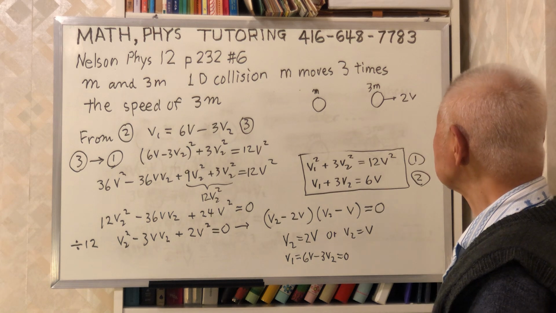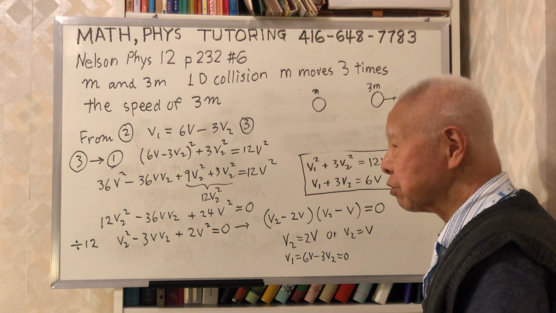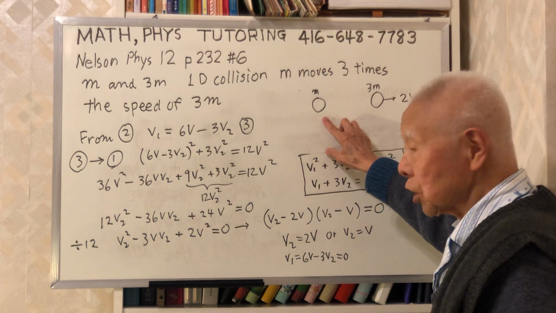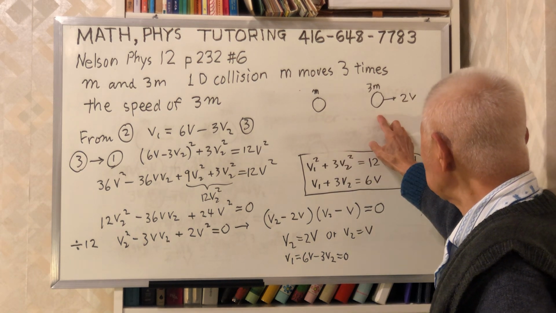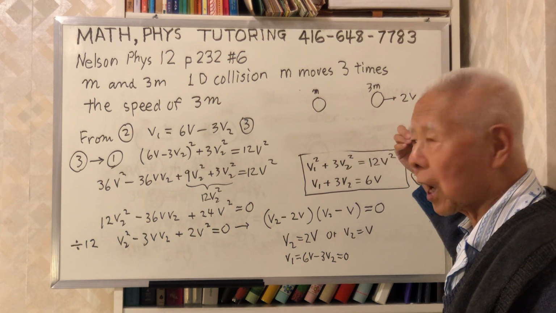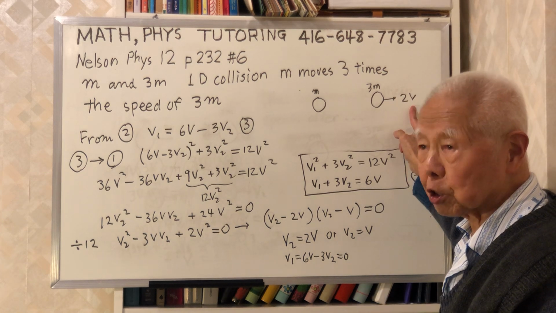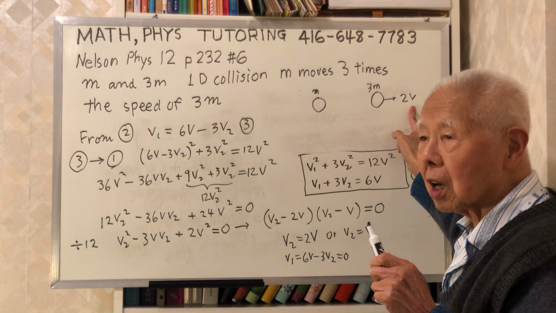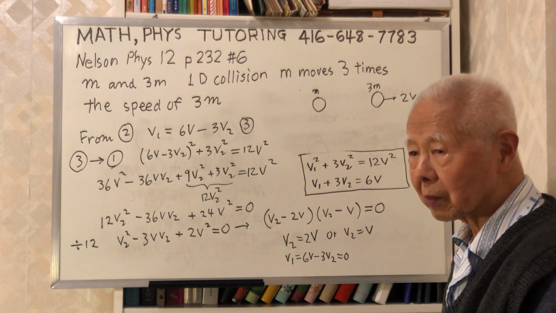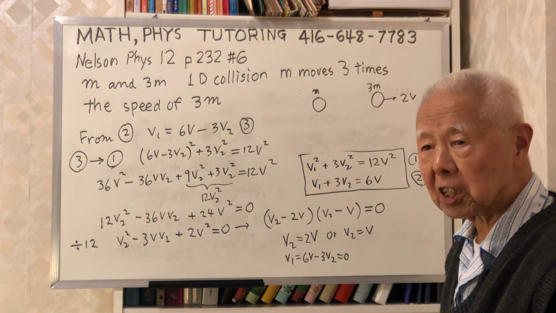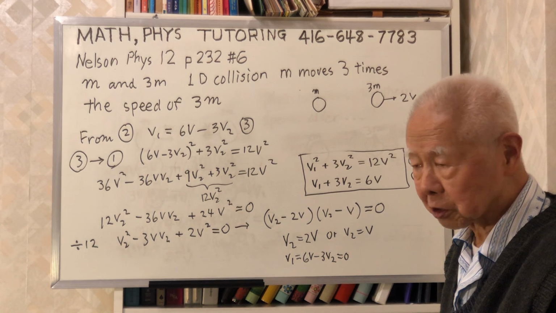Which means after the collision, this smaller mass stops moving, and the larger mass moves to the right hand side with 2v. This v is the velocity before collision. Yeah. So this is a result by considering perfectly elastic collision, which means the kinetic energy remains constant.